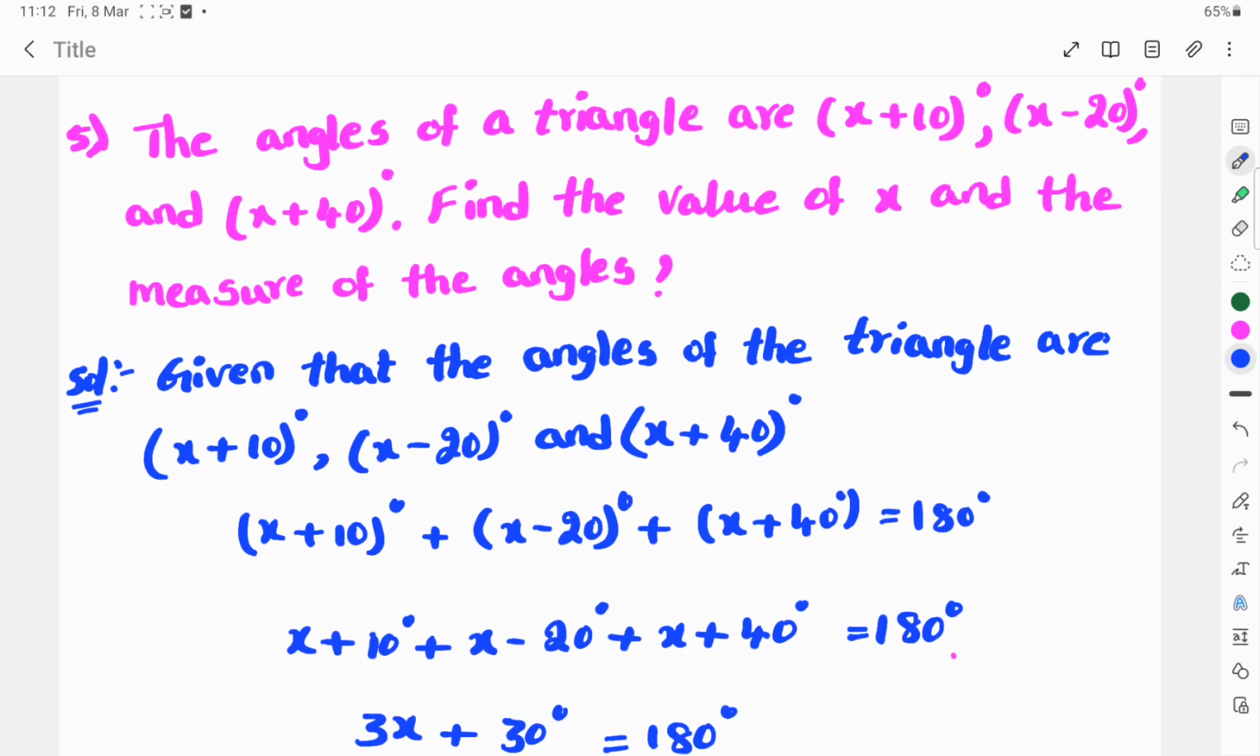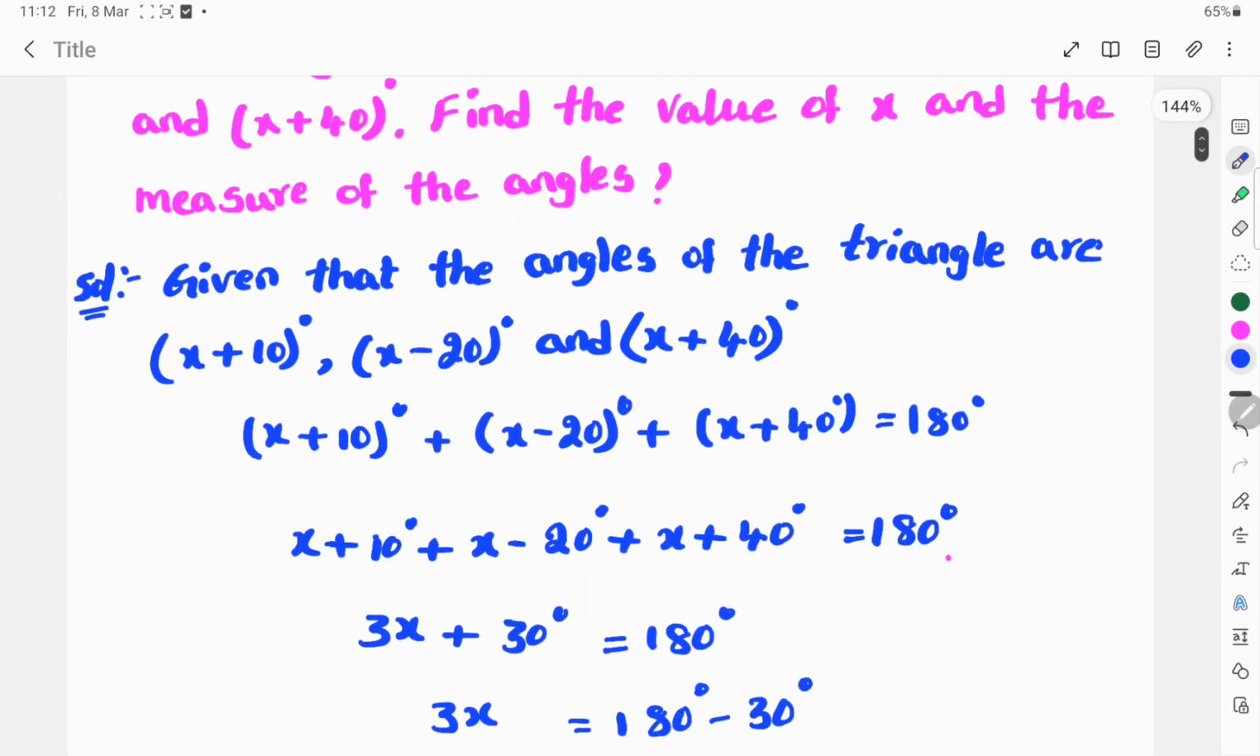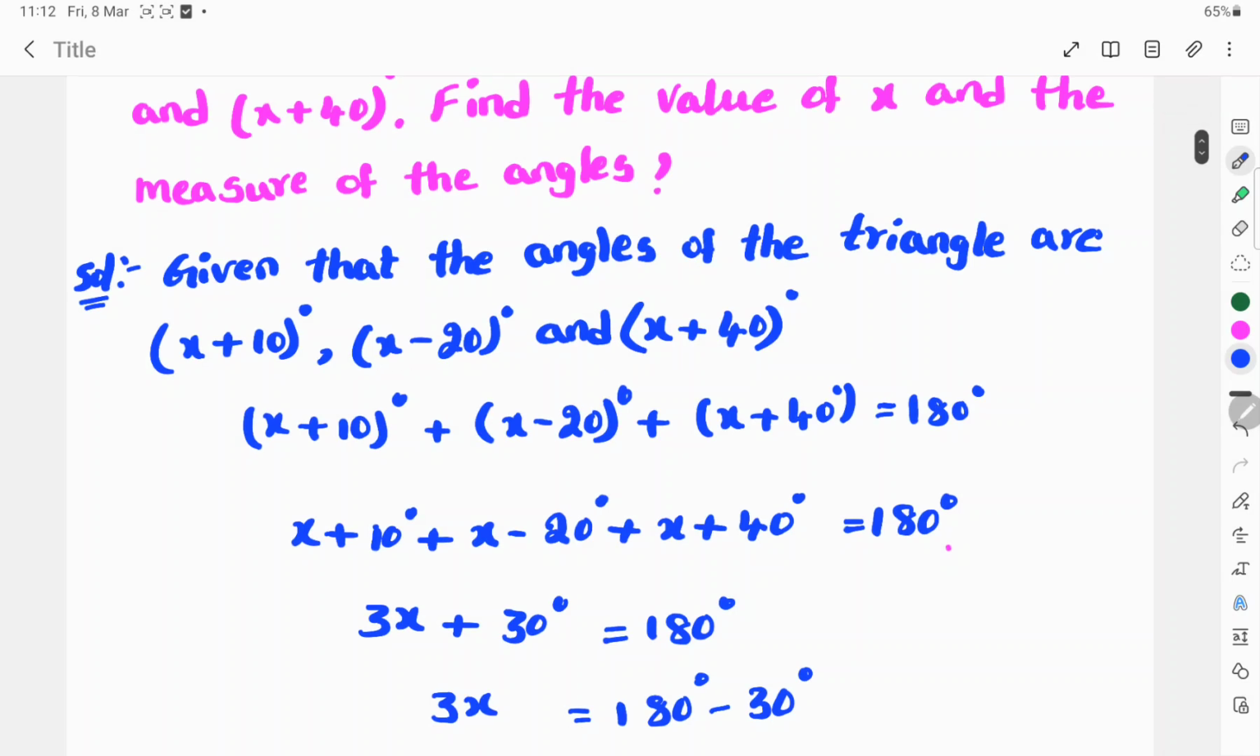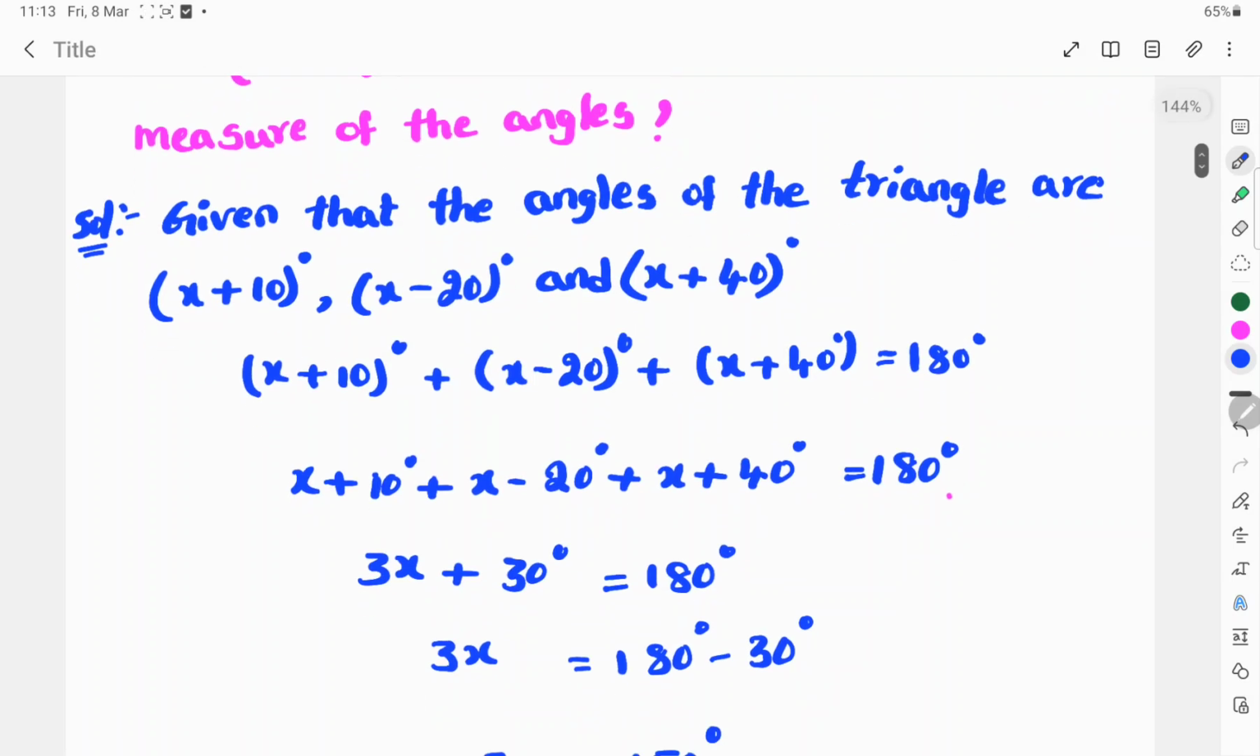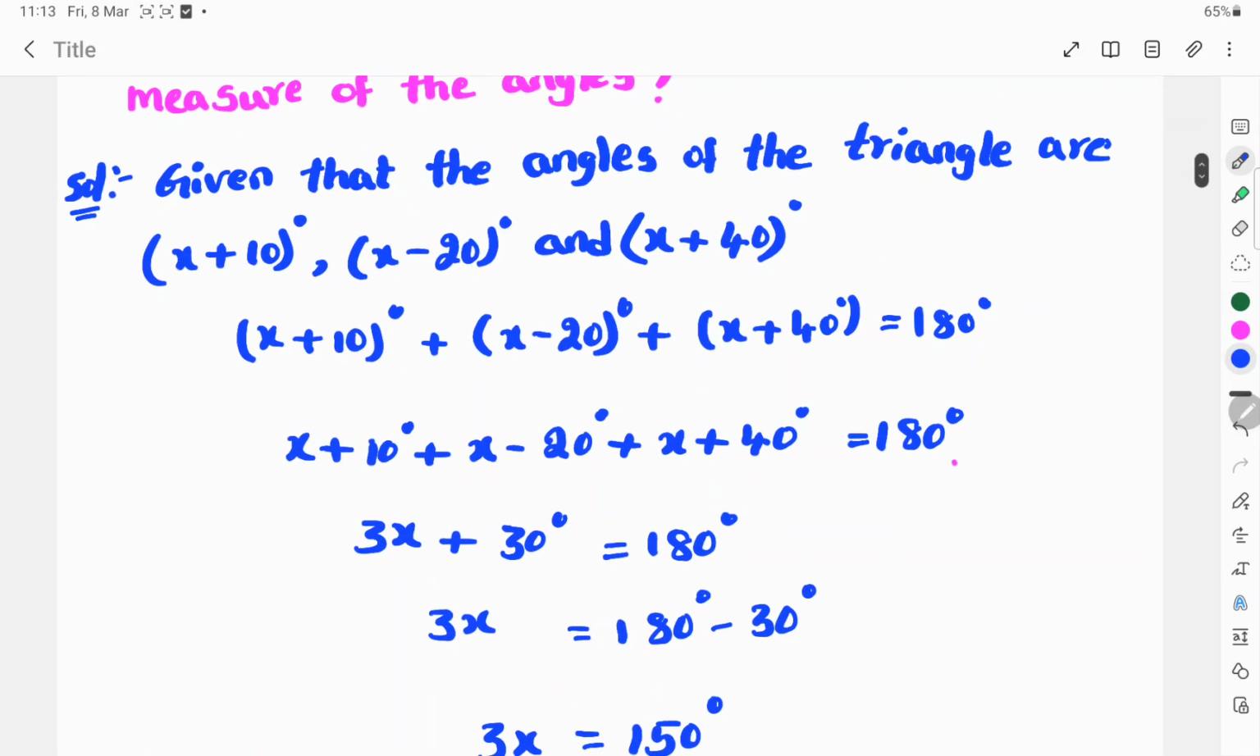Given that the angles of the triangle are x plus 10 degrees, x minus 20 degrees and x plus 40 degrees. First you find the x value. So, the three angles added: x plus 10 degrees plus x minus 20 degrees plus x plus 40 degrees is equal to 180 degrees. So, we remove the brackets: x plus 10 degrees plus x minus 20 degrees plus x plus 40 degrees is equal to 180 degrees.